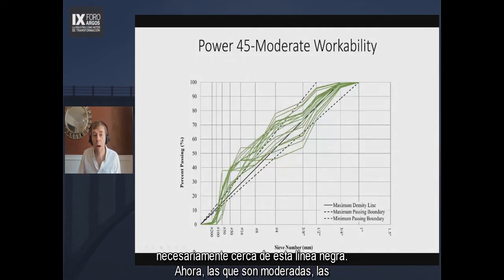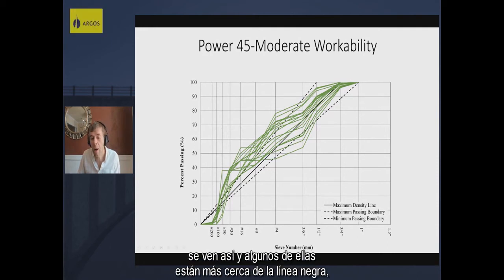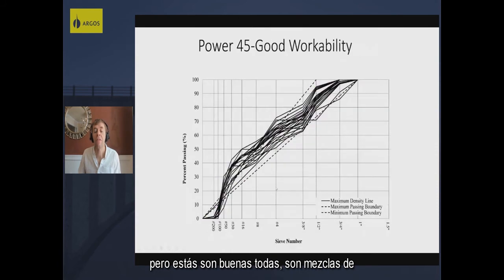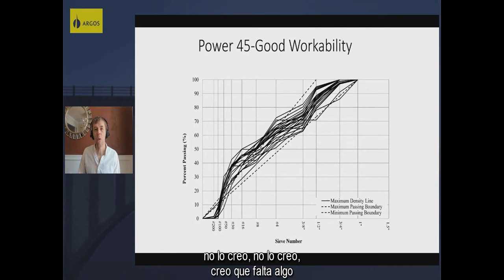Now, the ones that were moderate, the ones that you could use but are still not the best, look like this. And some of them are closer to the black line, but these are all good. These are amazing, unbelievable concrete mixtures. And are they getting closer to the line? I don't think so. I think that there's something missing from this Power 45 chart.